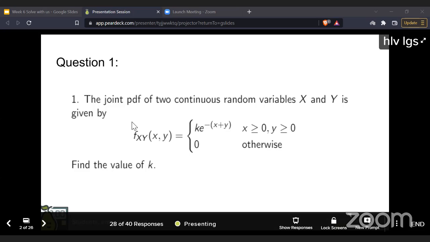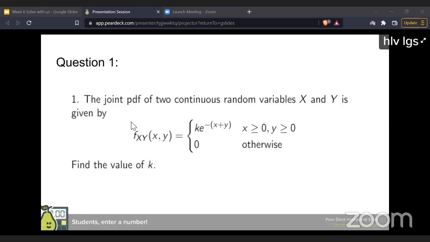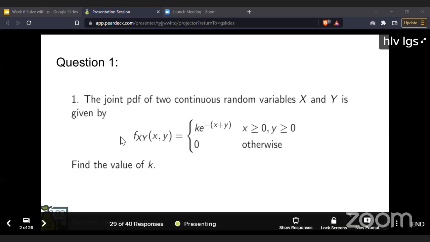So the basic idea was that a joint PDF of two continuous random variables was given to you, and you have a constant over here, that is k e to the power minus (x plus y), right? Now, using the property of the joint PDF, we know that the integral of fxy over the whole range should give the value 1. If you integrate your PDF over the whole range, the probability should come out to be 1. This is the property we'll use here.